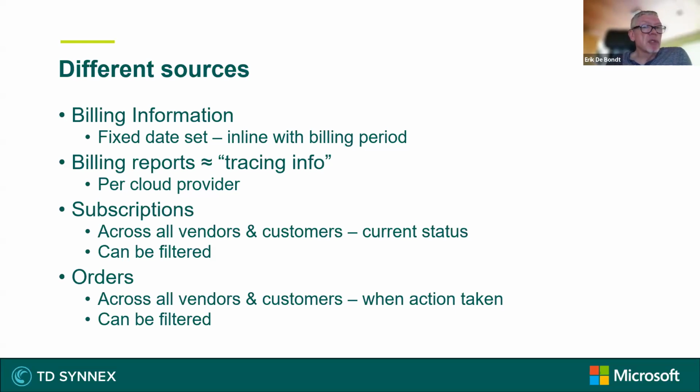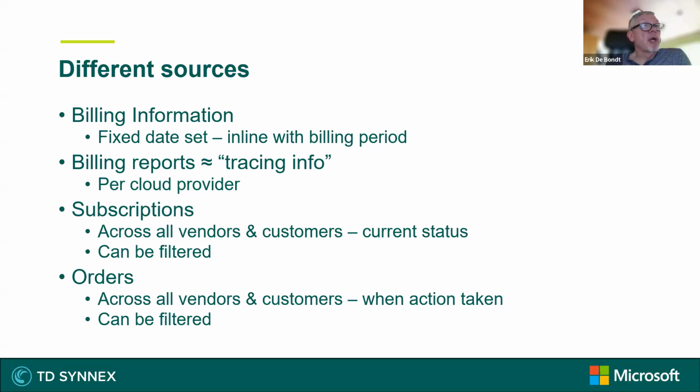You have a billing report, and that's where I'm going to focus most on today, which is also kind of a tracing tool where you can see what happened over a longer period with a certain license. Depending on how the settings are done in the report, you see more or less information. This is per cloud provider, where you can see different reports. You can get subscriptions, and you can get orders extracted from the platform, where you can then also do some data mining if you want.